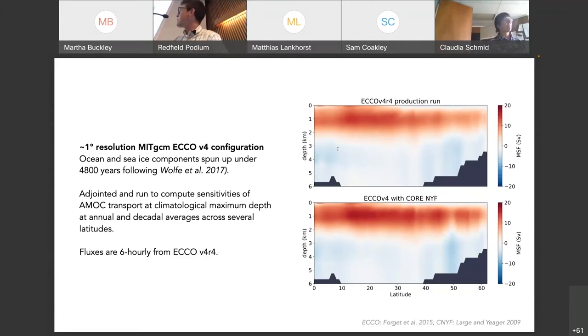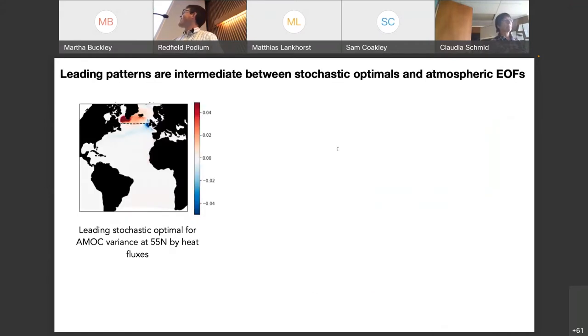So this is just showing the AMOC stream function, comparing our spun up version to ECCO. Close enough not to invalidate any results. So let's look at what these different patterns look like.